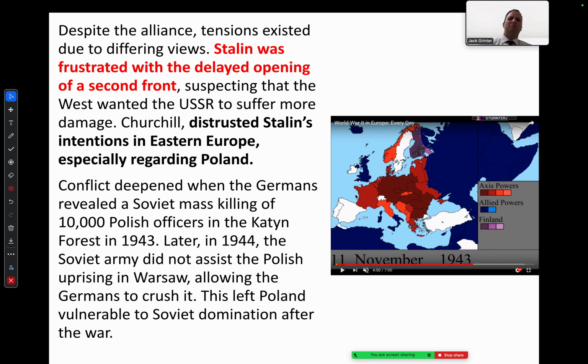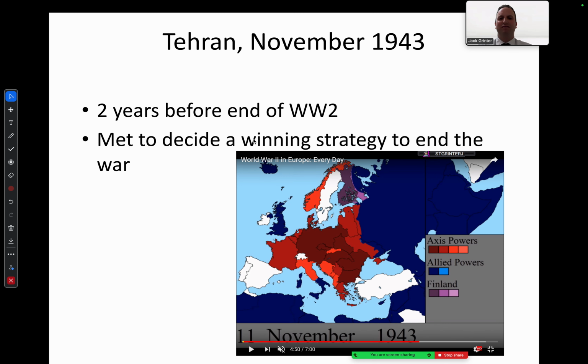There were massacres that were revealed, where there was a massacre of Polish officers in Katyn Forest in 1943, which became exposed. Also, when the Soviet Union were coming in from the east in Poland, in the capital Warsaw, there was an uprising in the ghetto, which is where Jewish people were, and the Soviet army didn't really support them. So what the USA and Britain were thinking was, are they leaving Poland vulnerable so the Soviet Union can dominate them afterwards?